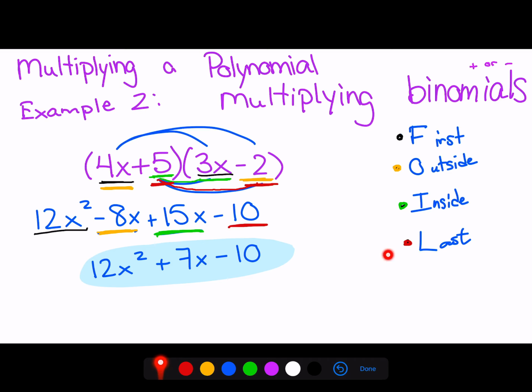From here, I combine like terms. So we're close to being done. Like terms must have the same variable and exponent. So I see x squared. There are no other x squareds here. I see x. I'll have negative 8x and positive 15x. Those are like terms. I can combine these two. Negative 8x plus 15x leaves me with 7x. The negative 10 does not have a like term, so I just bring it on down, leaving me with my final answer as 12x squared plus 7x minus 10. And that's how we multiply our first binomial.